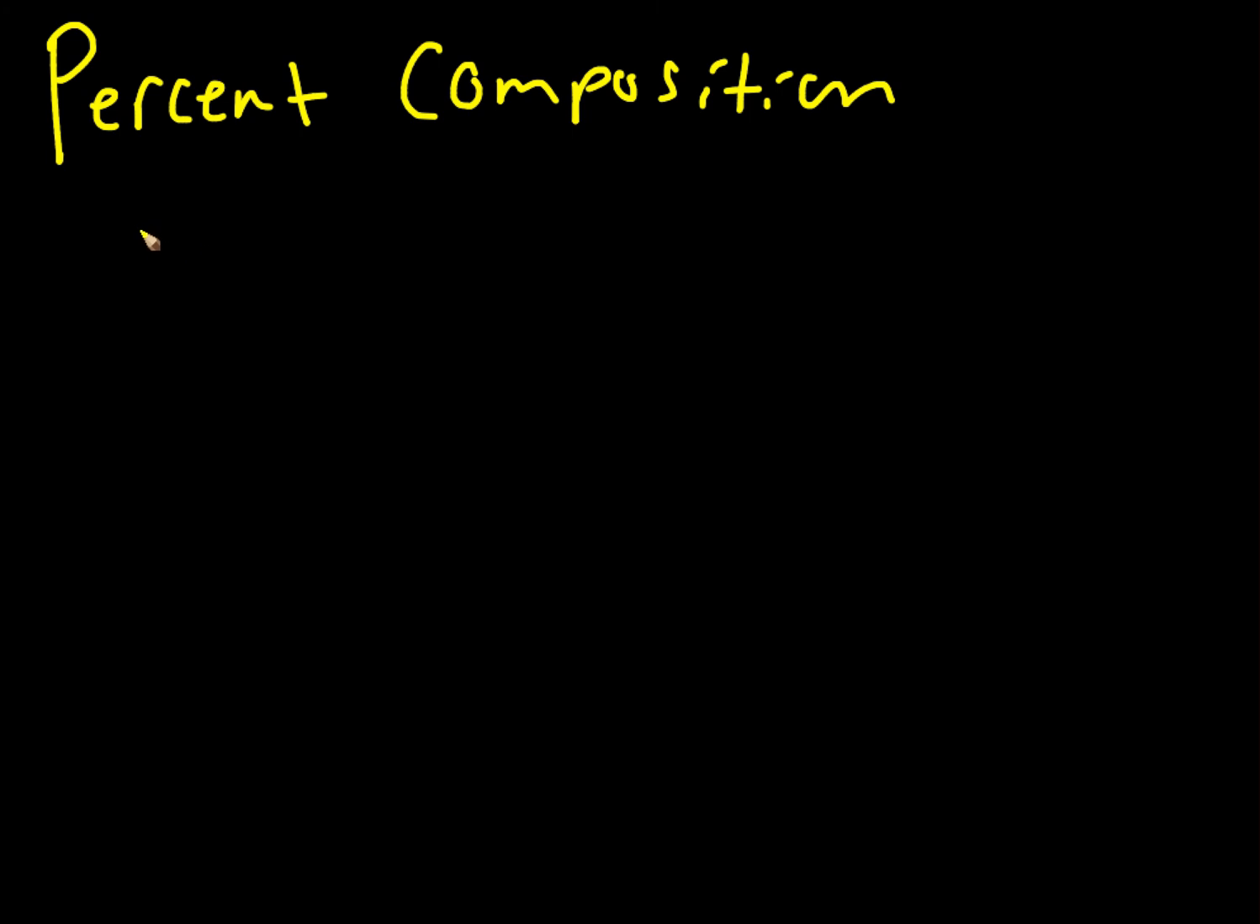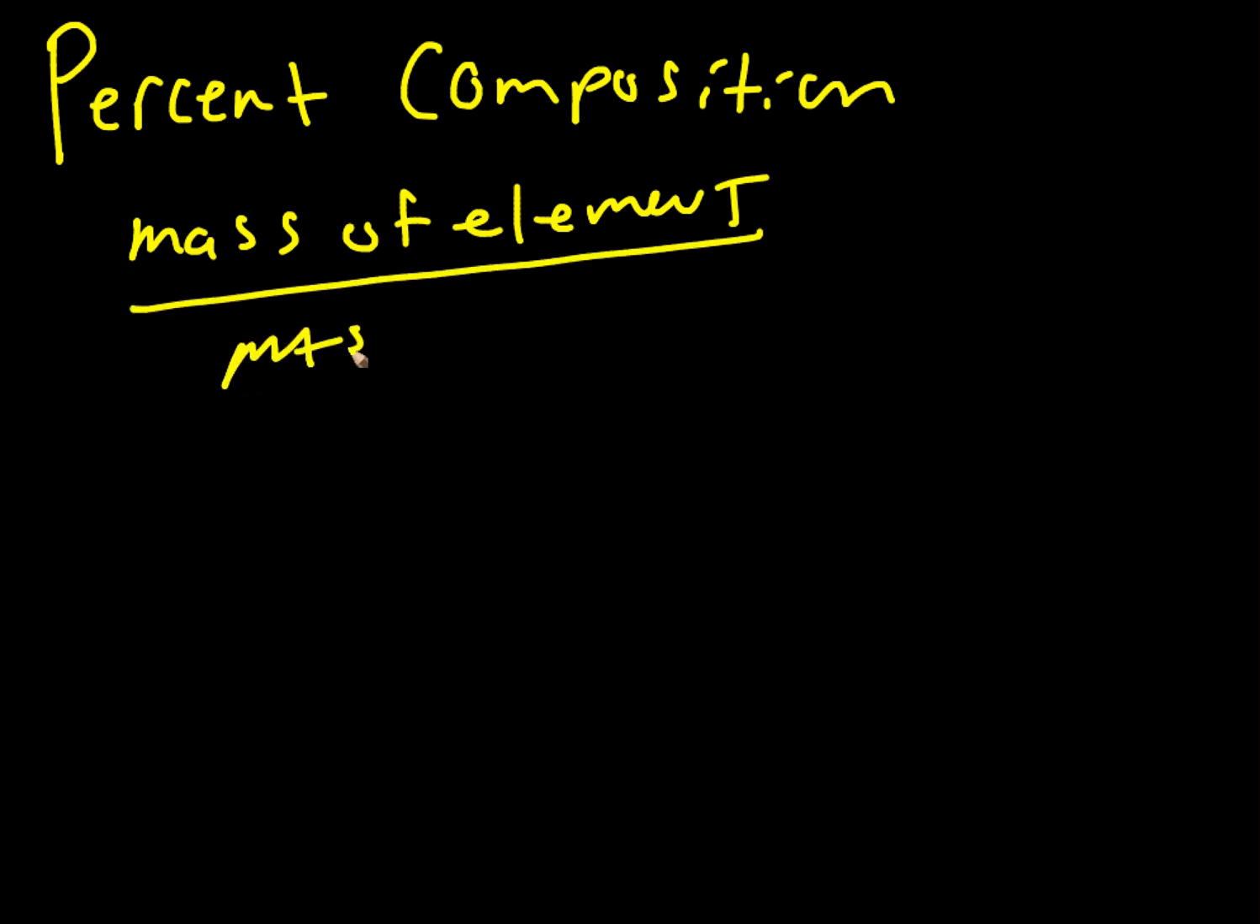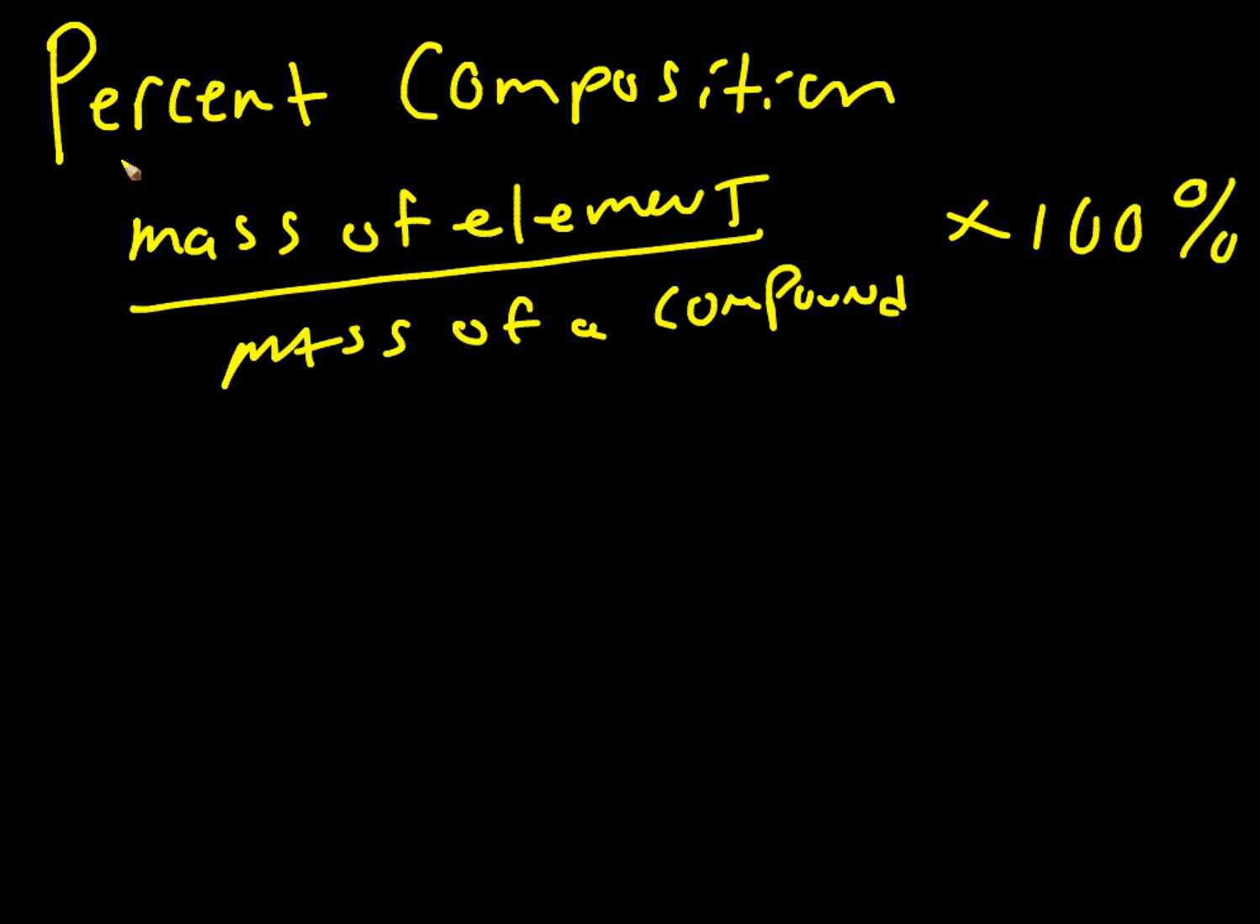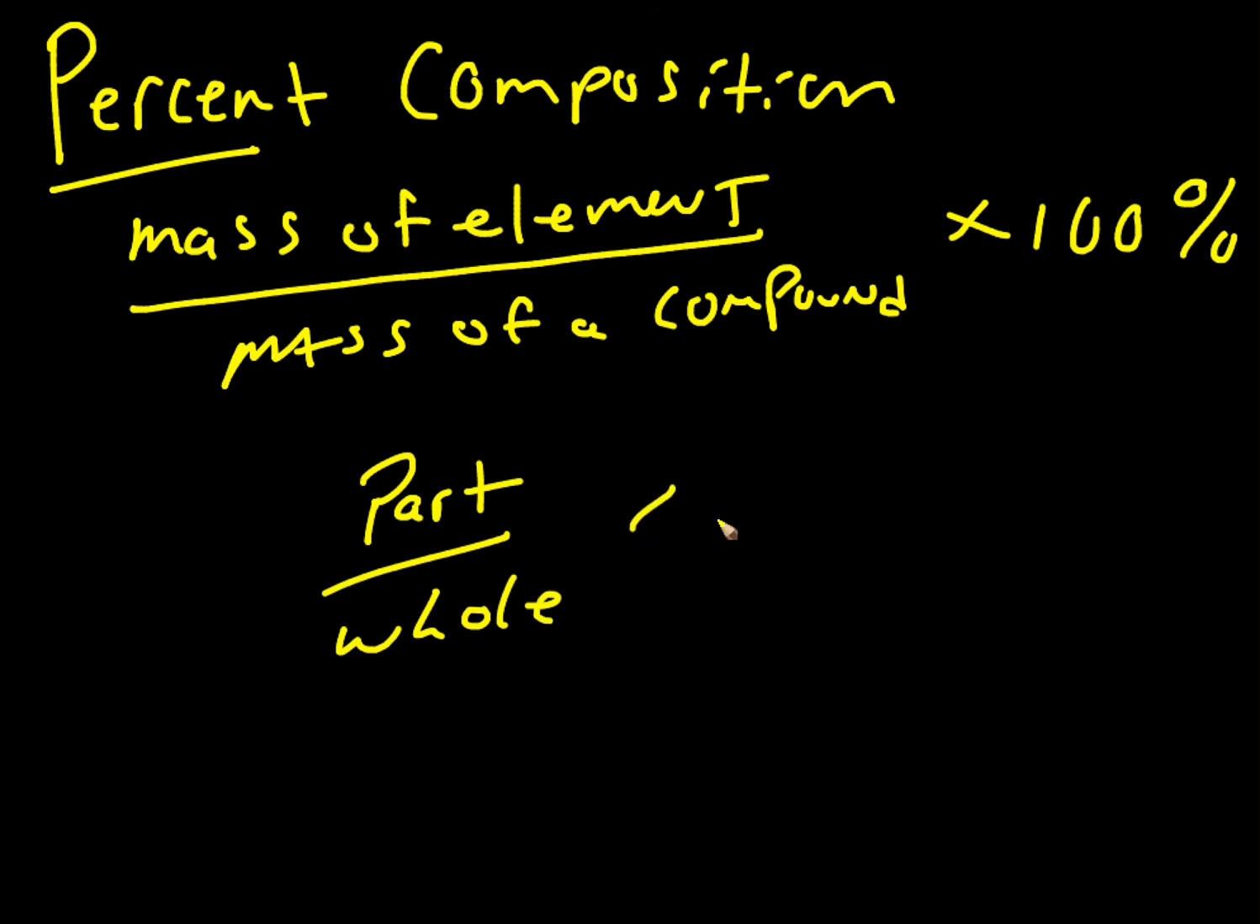And percent composition is as follows. We're going to have a mass of an element all over mass of a compound times 100%. And since it's percent composition, our unit will be a percent. Now, to put it in simpler terms, instead of worrying about mass of an element over mass of a compound times 100, we could just say part over whole times 100%.